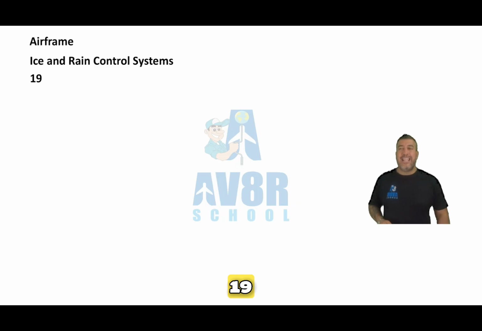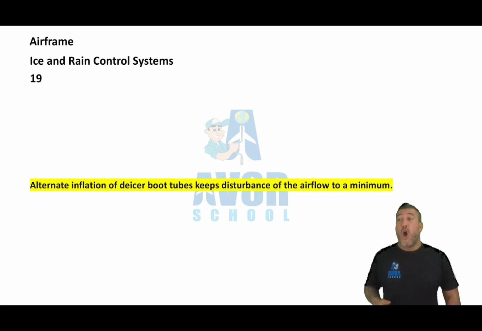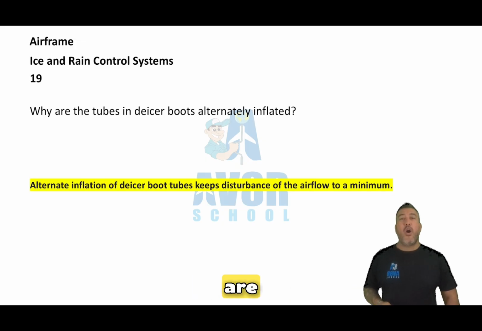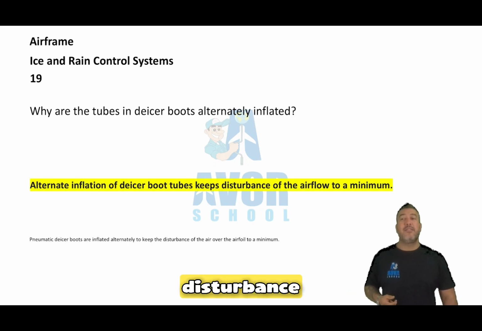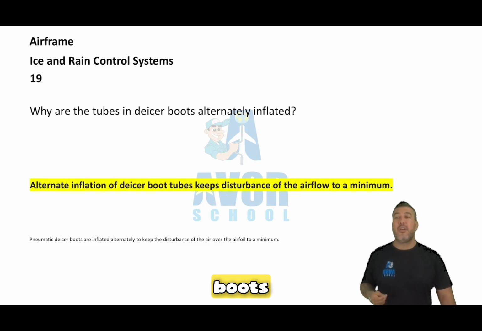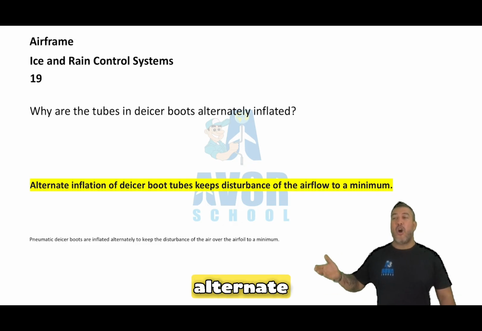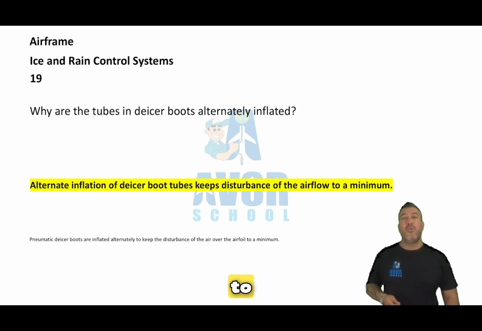Number 19, alternate inflation of de-icer boots keeps disturbance of the airflow to a minimum. So why are the tubes of de-icer boots alternately inflated? Alternate inflation of de-icer boots keeps disturbance of the airflow to a minimum.